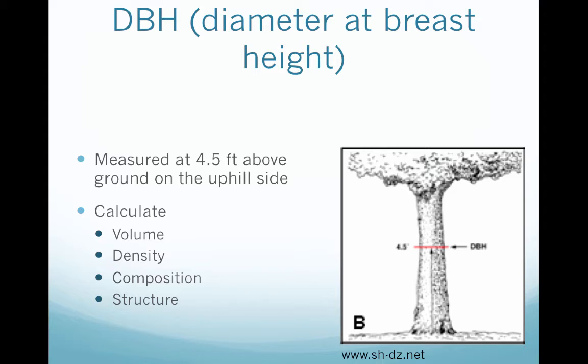So DBH, or diameter at breast height, is measured at 4.5 feet above the ground on the uphill side. With the measurement of diameter, we can calculate a lot of other things. Using this one measurement, we can calculate volume, density, composition, and structure. So this is a really easy, useful measurement.